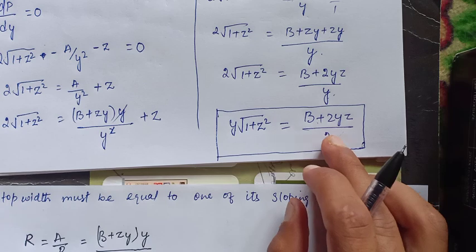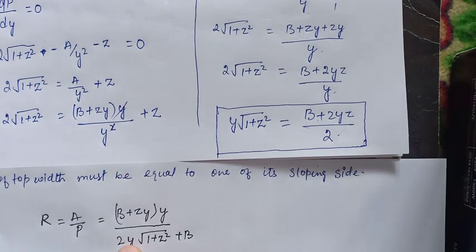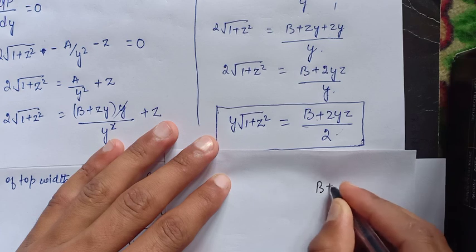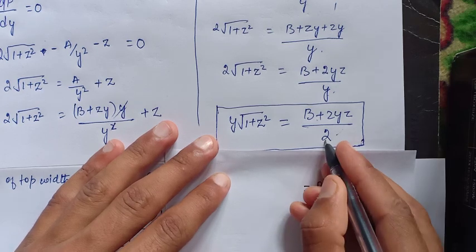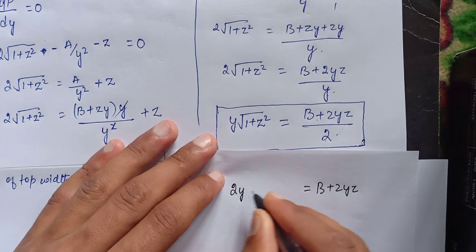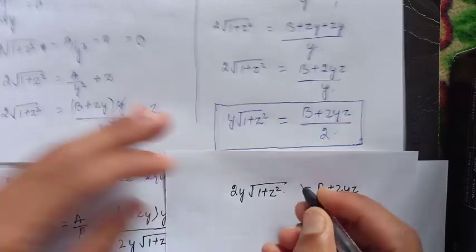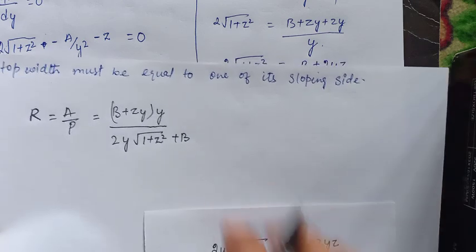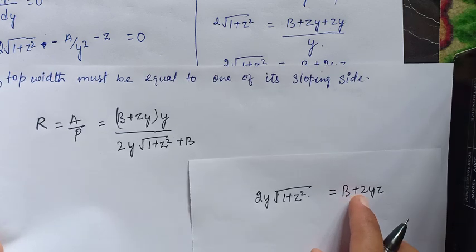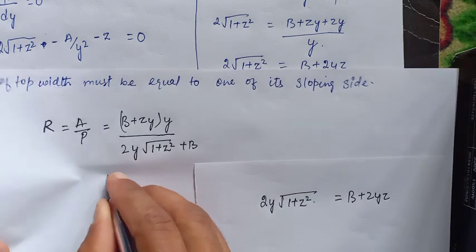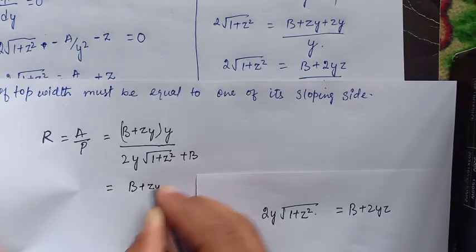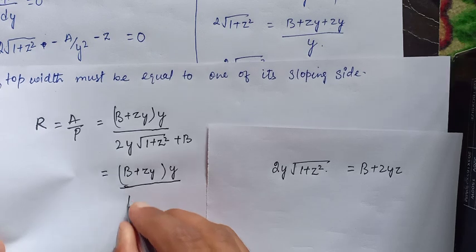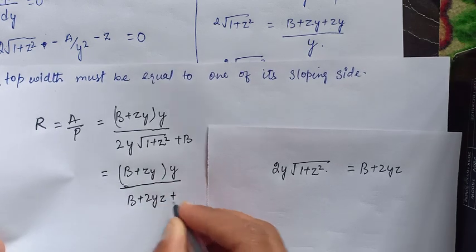So from this condition, you have to substitute 2y under root of 1 plus z square. If you relate it here, b plus twice yz will be equal to, if we take this 2 on this side, twice y under root of 1 plus z square. So in place of this twice y under root of 1 plus z square, we will write b plus twice yz, from the first condition. So (b plus zy) into y will be divided by b plus twice yz plus b.